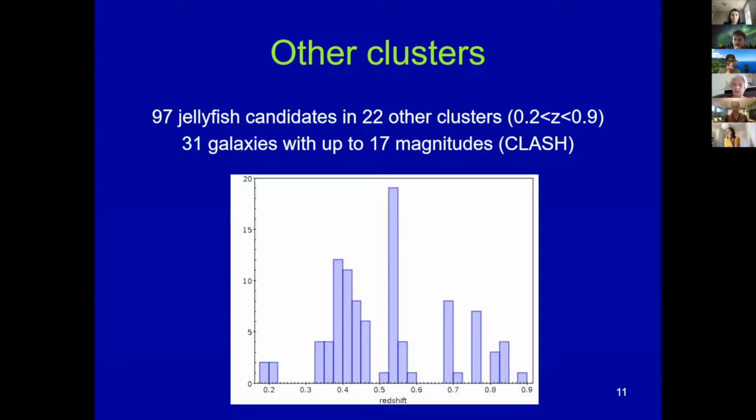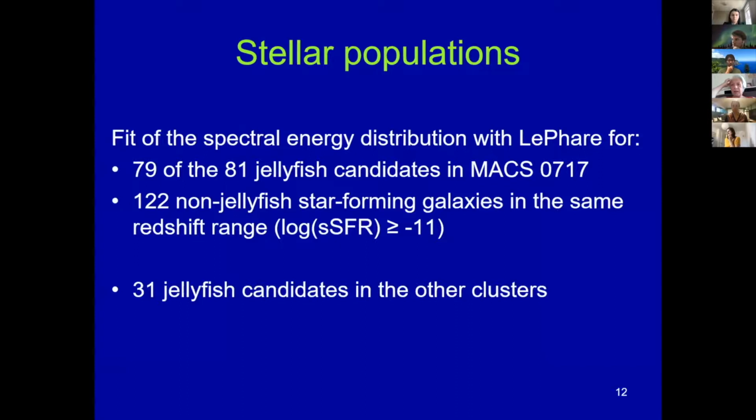measured magnitudes. So why am I keen on magnitudes? Because we analyzed the stellar populations of these jellyfish galaxies. So for this, we made a fit of the spectral energy distribution with LePhare. So this was done for 79 of the 81 jellyfish candidates in MACS J0717 and for 122 non-jellyfish star-forming galaxies in the same redshift range, in the same data as MACS J0717.